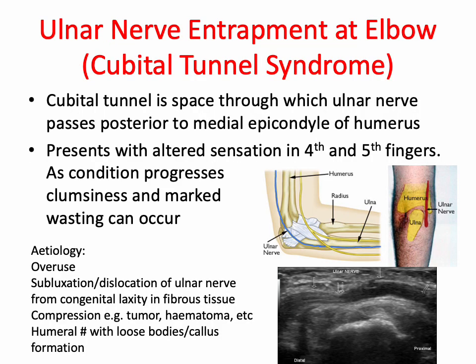Another pathology that occurs at the elbow is ulnar nerve entrapment. So the cubital tunnel is where the ulnar nerve travels posterior to the medial epicondyle of the humerus, and patients with compression or entrapment at this point present with altered sensation in the 4th and 5th digits, and with progression you can have sort of marked wasting around there. Different etiologies with overuse or subluxation of the ulnar nerve from congenital laxity or compression from any number of things. Here, proximal, we're seeing a normal ulnar nerve. Then we have an area of compression on ultrasound that we're seeing in that cubital tunnel, and distally that nerve is more hyperechoic.